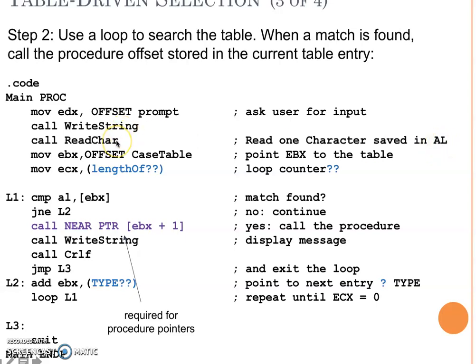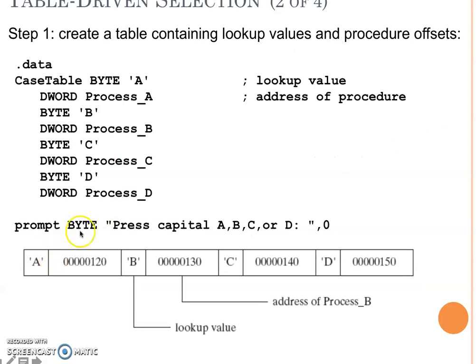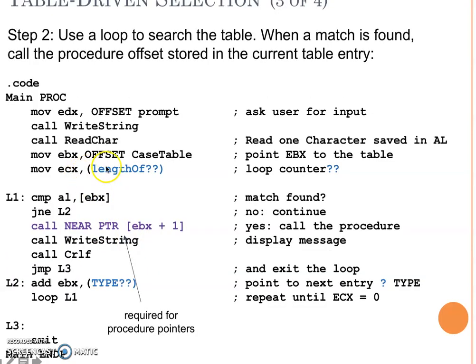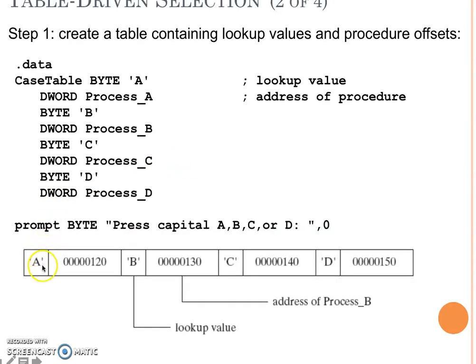So now what I will do is, I don't know whether it is A, B, C, or D, but the user input is in the AL. I just need to compare one by one. If it is A, I right away use the code near pointer to execute this procedure. If not, I jump to the next one. That's why EBX is the beginning where I should check my case table. Like I said, I need to compare one by one. If A is not, I go to the next one, and the next one. So on the other hand, I need to have a loop.